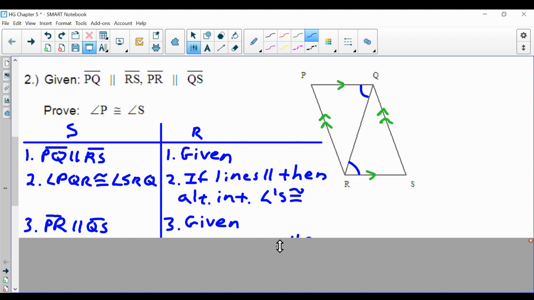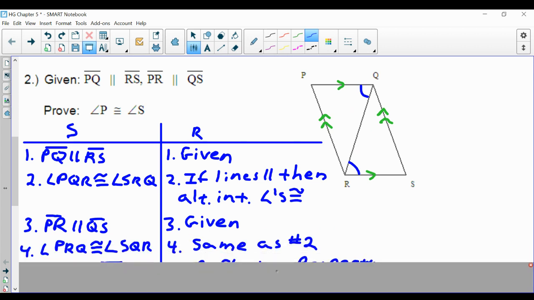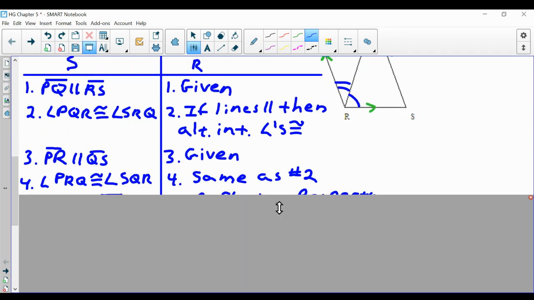Now let's do PR is parallel to QS. And it's the same reason, we just get two different angles. So we get this one and this one. So now our whole goal, though, was to prove that the last two angles are congruent.